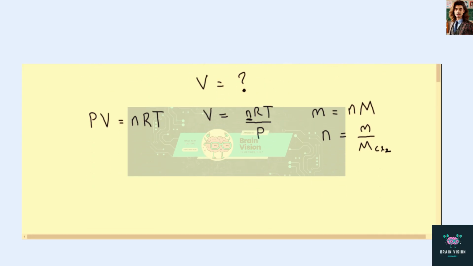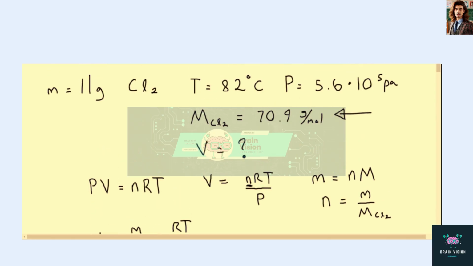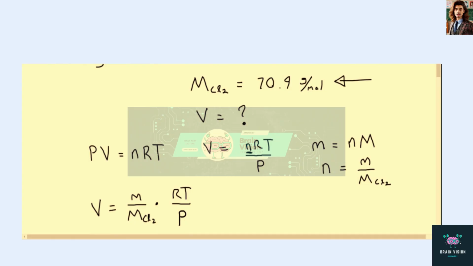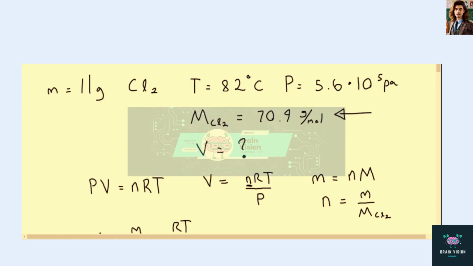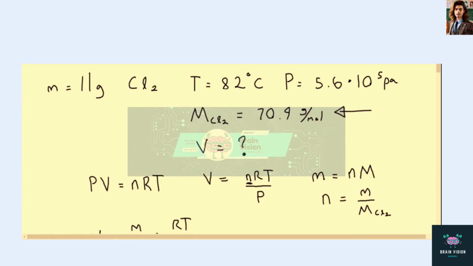So we can substitute that into our ideal gas law here, and we'll have V equals little m over big M of chlorine gas, times RT over P. So now all we have to do is just plug in our numbers here. Since the molar mass and the mass are both in grams, those will cancel each other out. We don't have to worry about converting. But we will want to convert our temperature here from Celsius to Kelvin.